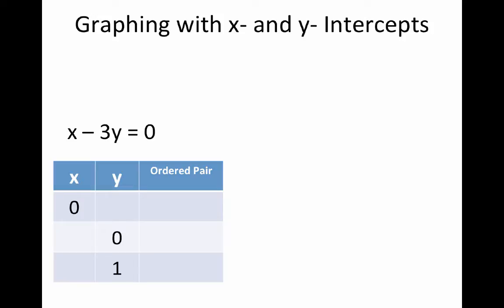Here's another equation, x minus 3y is equal to 0. Go ahead and find the x and y intercepts, but also find the value of x when y is equal to 1. Pause the video while you do your work.